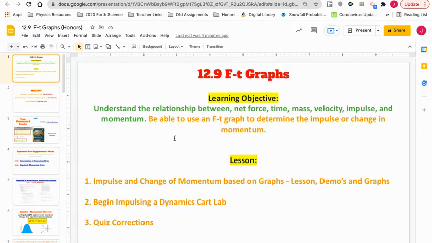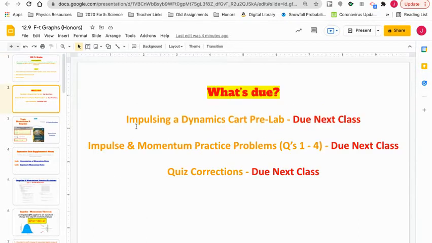So today, the objective of today is to understand the relationship between the peak force, the time it acts over, mass and velocity, impulse momentum, and then especially being able to use a force versus time graph to use the integral to determine the impulse, which is also the change in momentum of the system. So there's really three things that we'll be doing today.